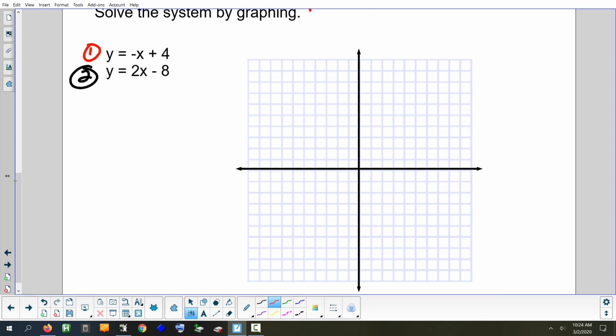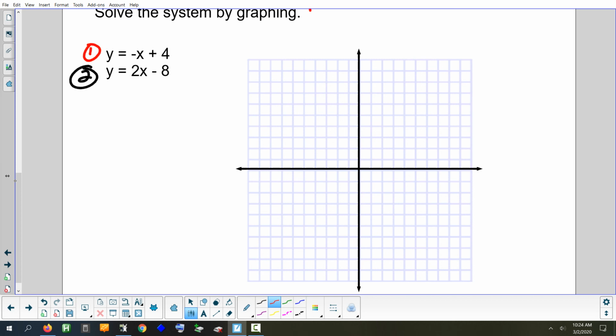What's the first thing we did in each equation last time? Do we use the slope first or the y-intercept? No, the slope is the second. So the first thing we use is the y-intercept. Can somebody tell me what I do with the y-intercept?